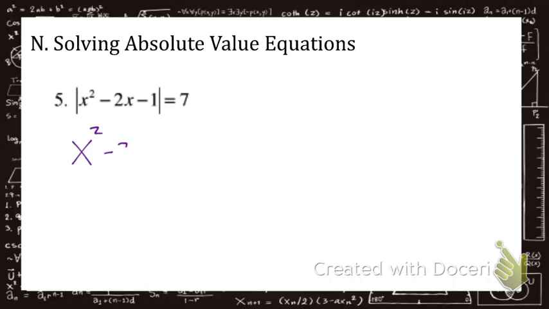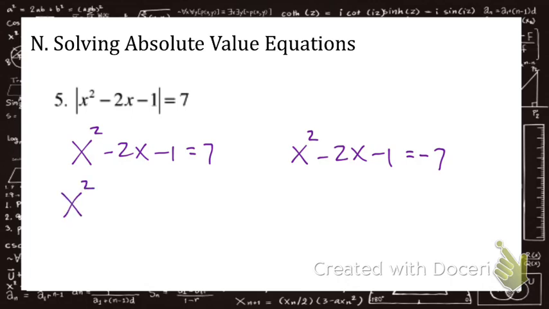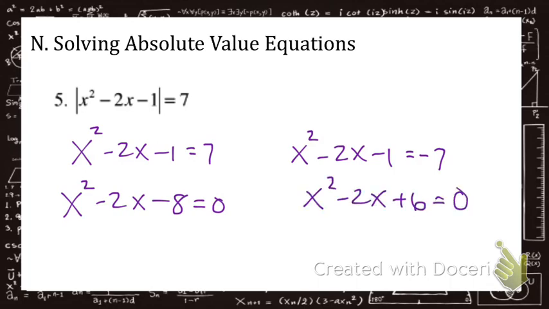It could have been x squared minus 2x minus 1 equals that positive 7, but it also could have been x squared minus 2x minus 1 is equal to negative 7. And then to solve this, you just solve it like we did the previous equations, where you bring everything to one side. X squared minus 2x minus 8 equals 0. X squared minus 2x, and then if I add 7, I get plus 6 is equal to 0. And then you would factor and then continue to solve. Again, for time's sake, I won't finish that. I'll let you guys do that on your own, and then check your work on the solution guide.